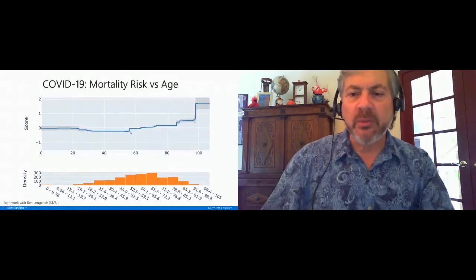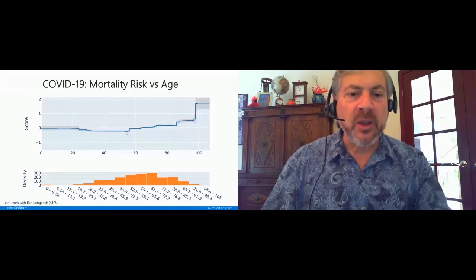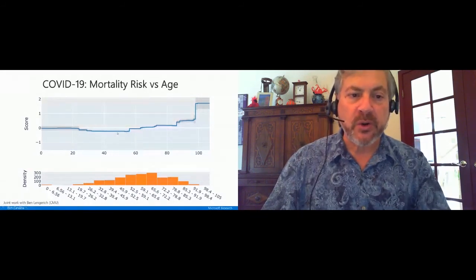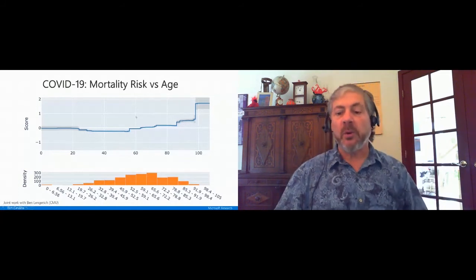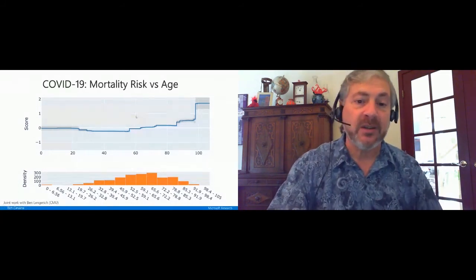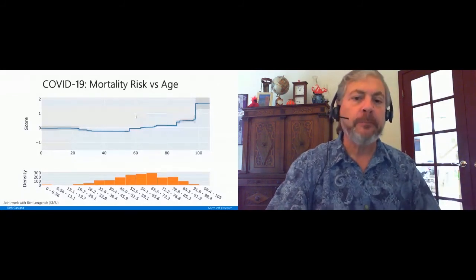This model is very similar in many ways to the pneumonia model, another respiratory illness. The interesting thing is the vertical scale, though, is much larger. This is a difference of almost 2 points. That's 4 times larger than what we saw with pneumonia. So COVID-19 is a much riskier illness than pneumonia, as of course we all know.